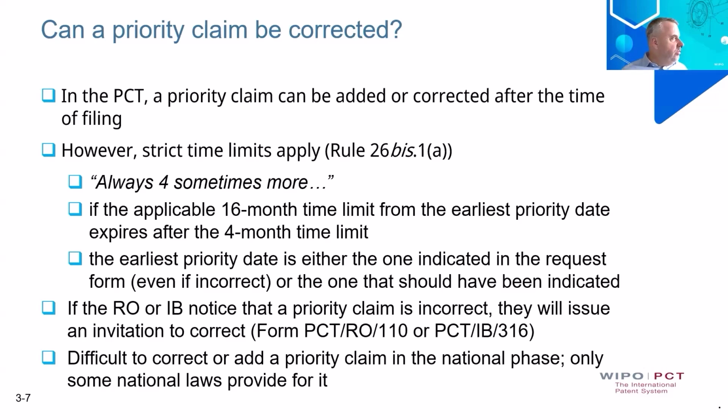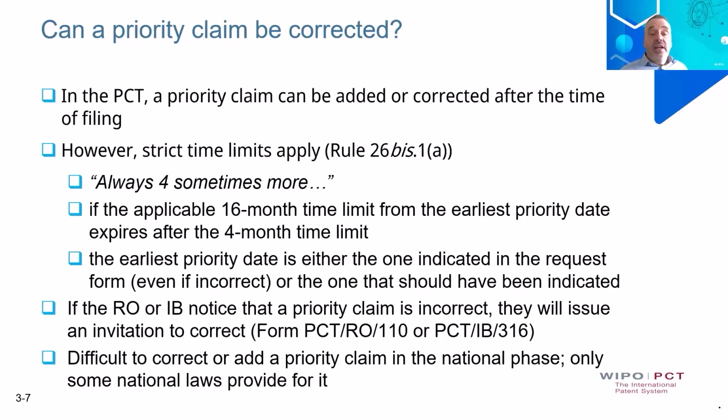What do I mean with the earliest priority date in this case? So this basically means either the date that you incorrectly indicated in the request form or the one you should have indicated. Between those two, it's the one which expires earlier. So it's the earliest of those priority dates. As I said, it's pretty complex and definitely one of the most complicated time limits under the PCT. So don't feel too bad if you don't get it immediately.